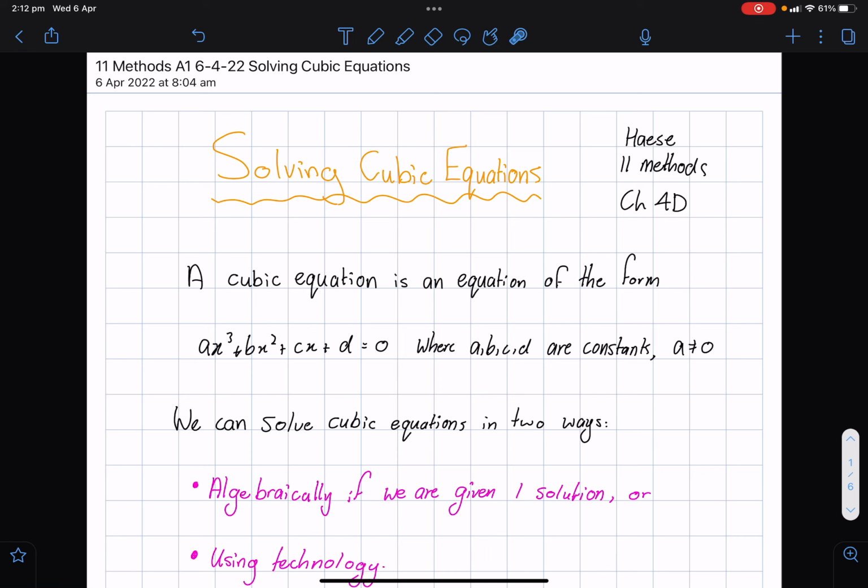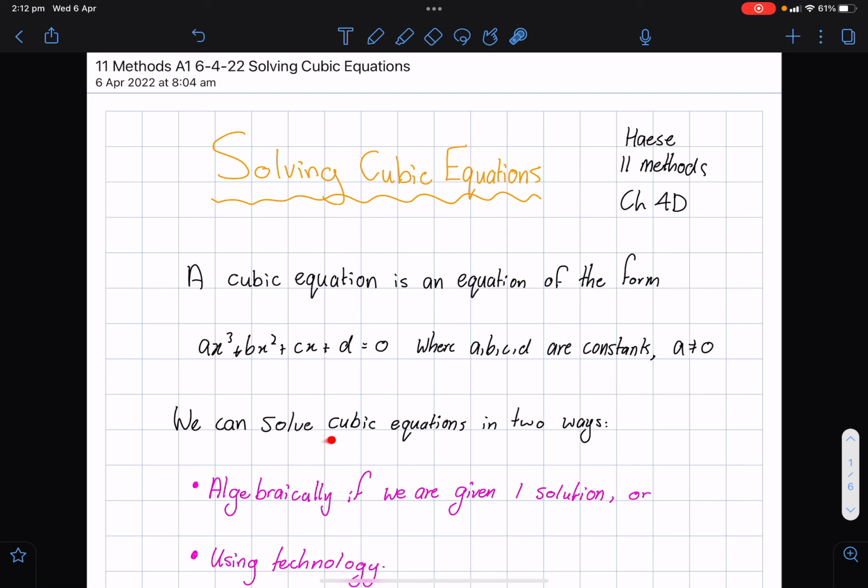So today we're going to be moving on in our polynomial work to solving cubic equations. This is following the Heza 11 Methods textbook, chapter 4D. A cubic equation is an equation of the form ax cubed plus bx squared plus cx plus d equals 0, where a, b, c, d are constants and a cannot equal 0. If a is equal to 0, then we actually only have a quadratic.